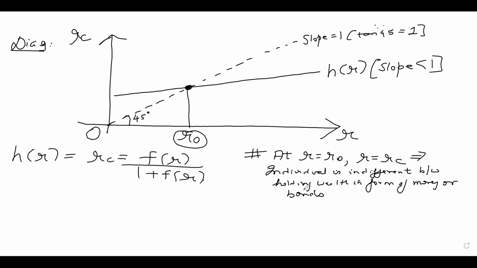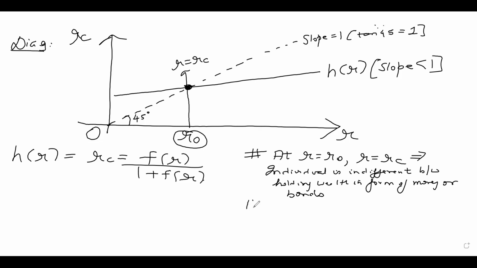When R is equal to R0, R is also equal to RC. You can clearly see at this particular point, R and RC are exactly equal, because this lies on the 45-degree line also. And on the 45-degree line, R is equal to RC. And when actual is equal to the critical level of interest rate, we can say that the individual is indifferent between holding wealth in the form of money or bonds.